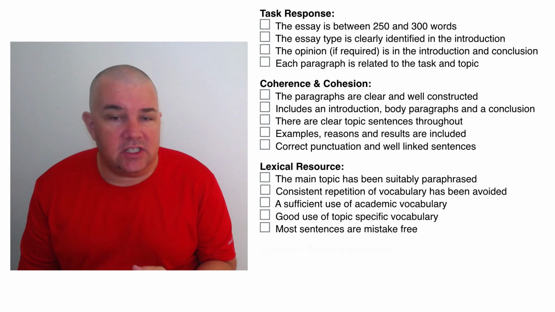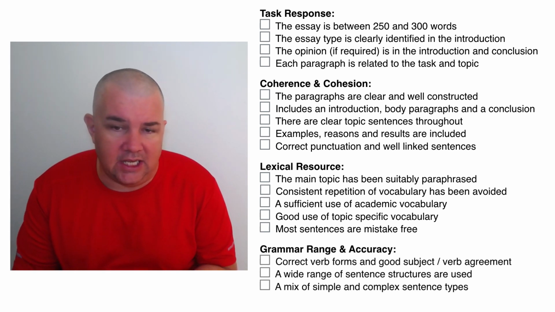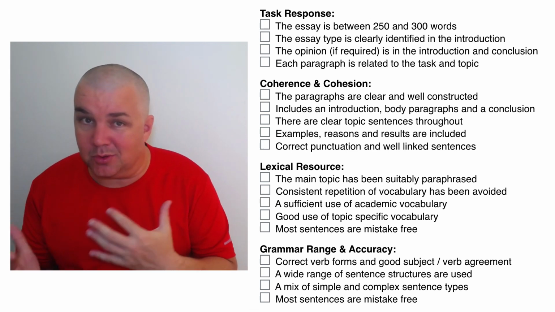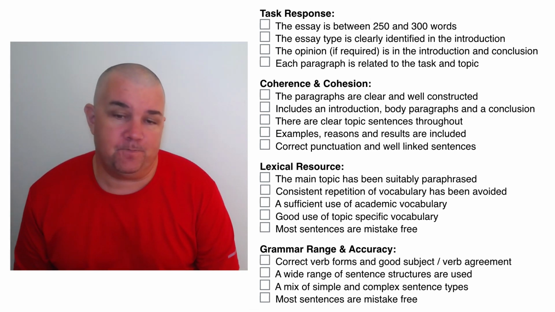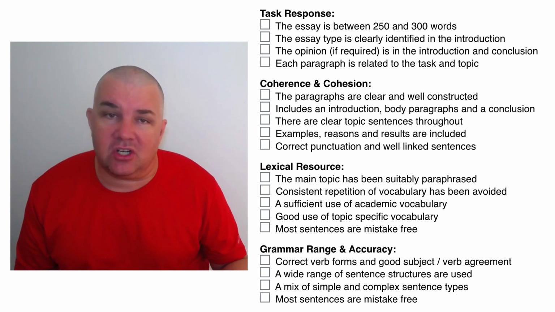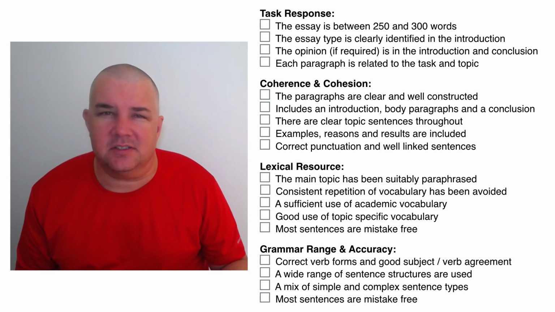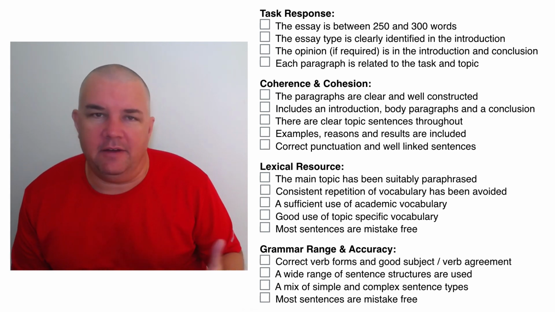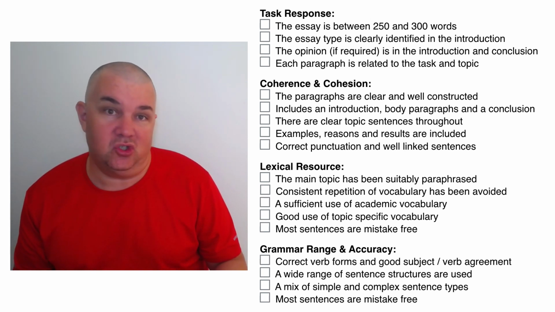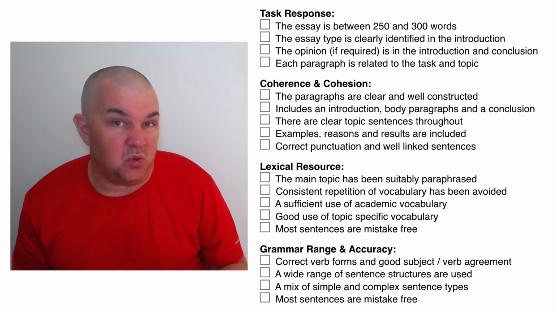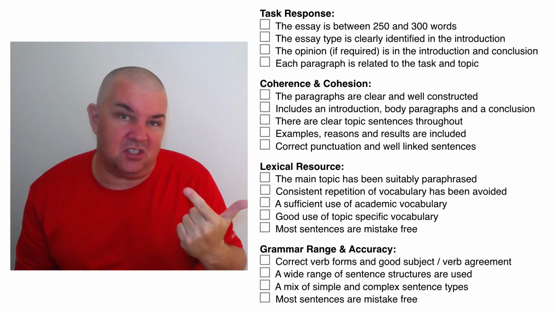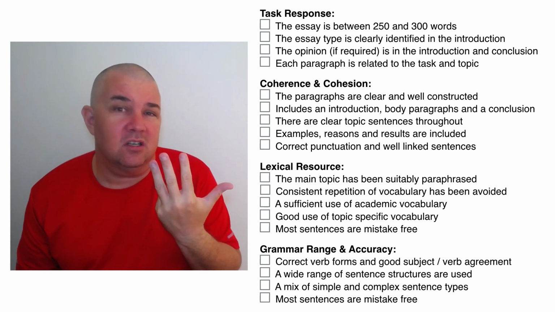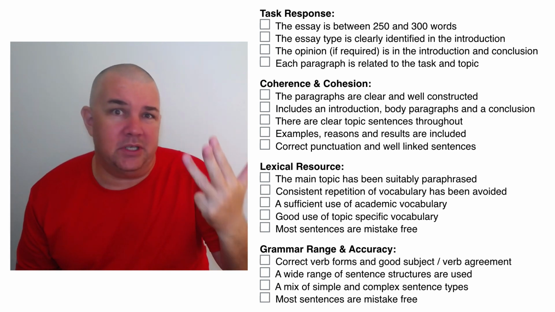Grammar range and accuracy. So correct verb forms and subject-verb agreement. Okay, the S or no S, singles or plurals, this is going to be a problem here. Wide range of sentence structures. Don't start all sentences the same way. No, you're going to have different ways to begin. And especially because you will have different sentence types. So you're going to have a topic sentence, and then an explanation, then an example, and then a result. So you have to begin those in different ways. You can't do example, example, example, example.